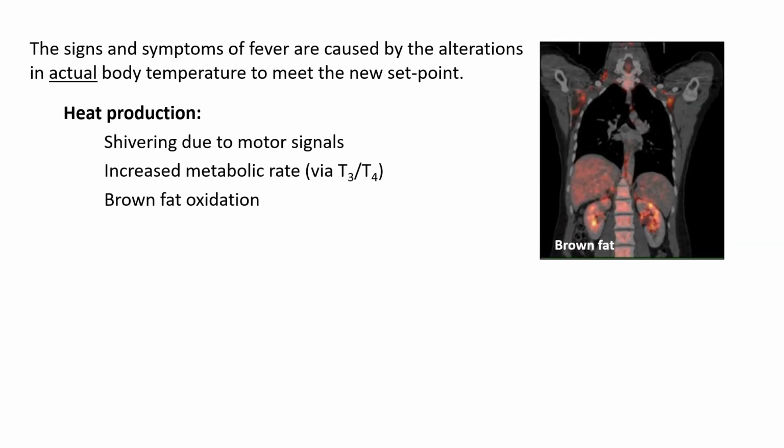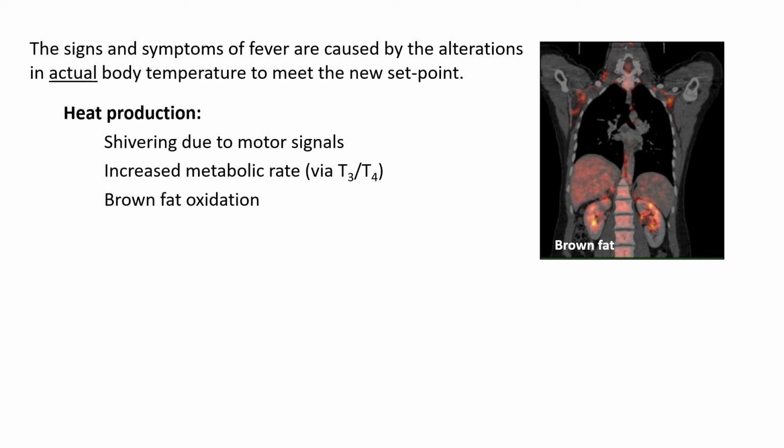So for heat production, what we have is shivering due to motor signals. This is our classic chills. This is someone sitting there shivering, saying that they feel so cold, they feel so cold. What that shivering is trying to do is to cause heat to increase the actual body temperature to the new set point.